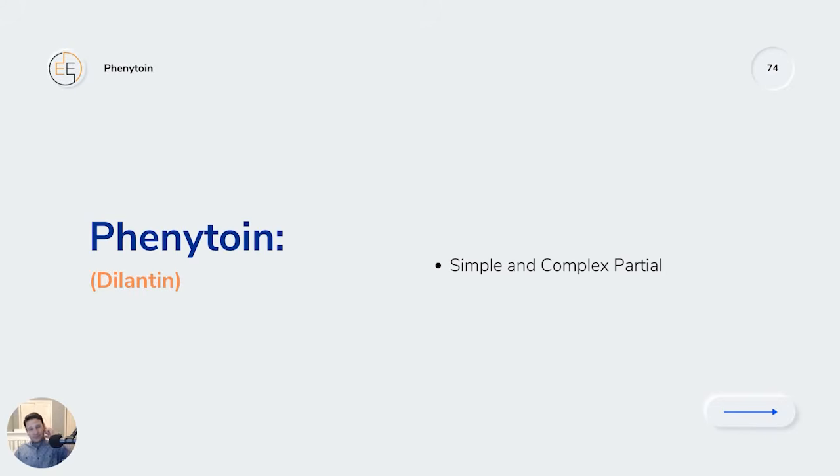All right, so the very first narrow spectrum drug is phenytoin, aka Dilantin. Now, phenytoin is a narrow spectrum drug in a class called anticonvulsants and is used for simple and complex partial seizures. It's commonly used in surgeries or post-surgery to stop active seizures. You may have had a patient who was actively seizing and the physician prescribed Dilantin via IV to stop it. That's very common.